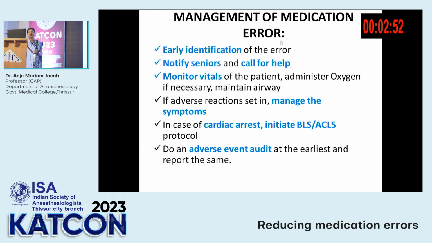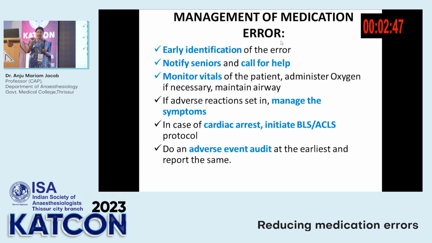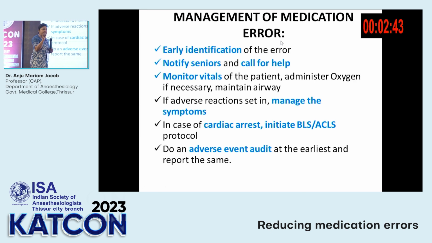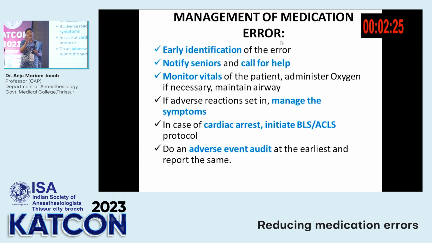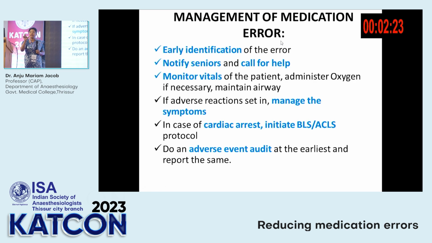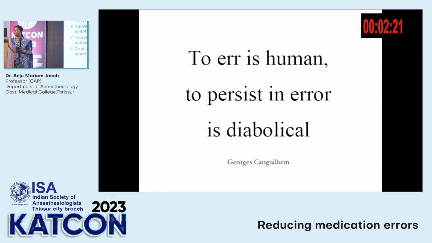So how do you manage medication errors? Early identification of the error, notify your seniors and call for help, monitor the vitals of the patient, administer oxygen if required, and if adverse reactions set in, manage the symptoms. If the patient goes into cardiac arrest, what do you do? You start your BLS or ACLS protocol, and the most important of this is an audit of these adverse events. That is, it should be reported and documented.